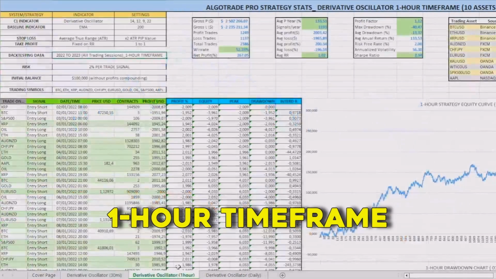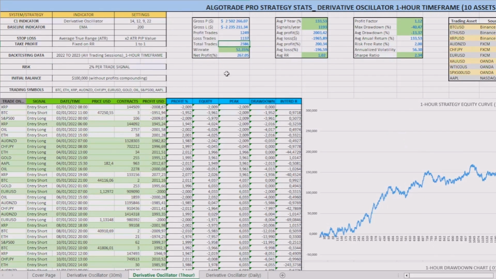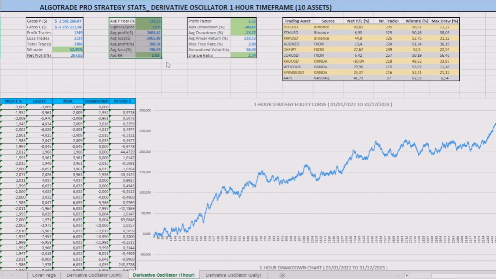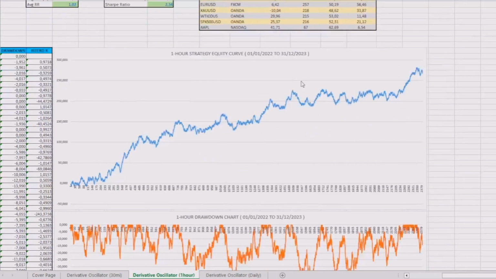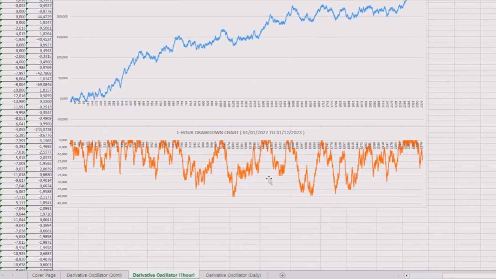Then in the 1-hour time frame things look a little bit different. After more than 2,300 trades, this tool achieved a win rate of about 52.35% and a total net profit close to 270%. Here you can find the average results and trades per year, and with a profit factor of 1.12 and an average drawdown of about 30%, the strategy in this time frame got a more consistent equity curve with a max drawdown value of about 40%.